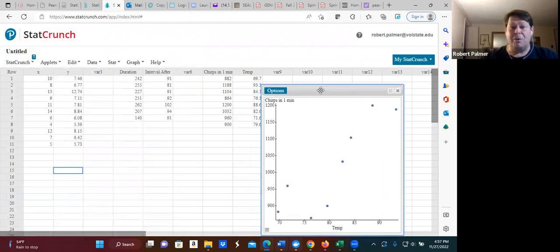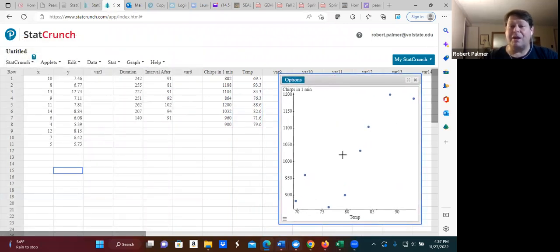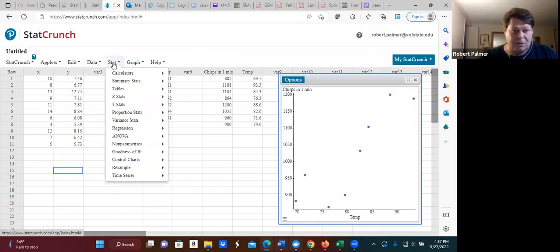Here we can see it definitely looks like a positive relationship, in the sense that as the temperature increases, the number of chirps increases. But do they fit in a line? Fairly well. So this gives us some reason to believe there could be a relationship, a positive correlation. So that's what we want to test. So let's go to stat.